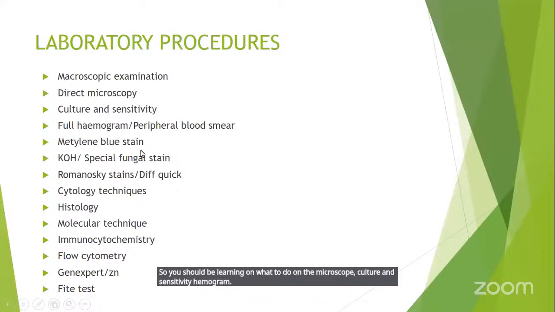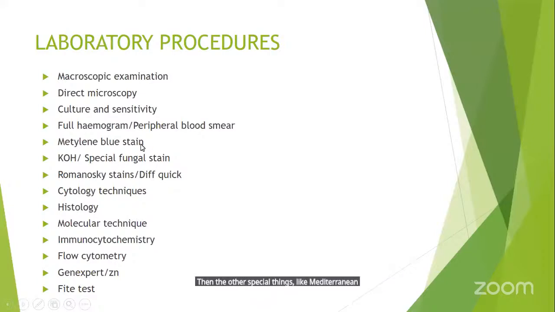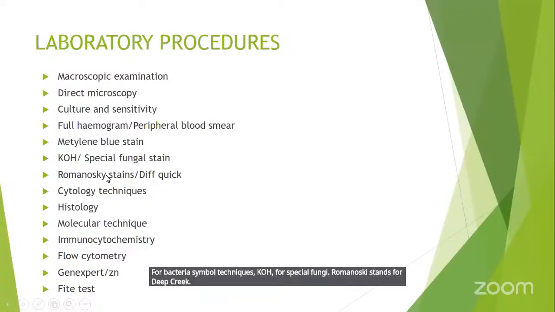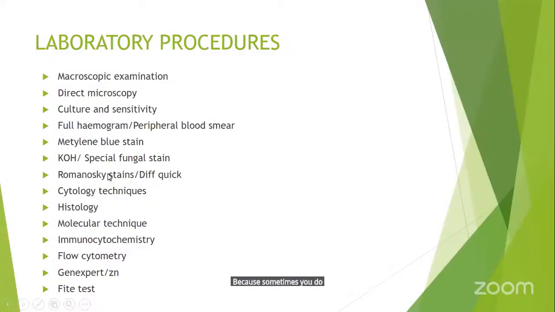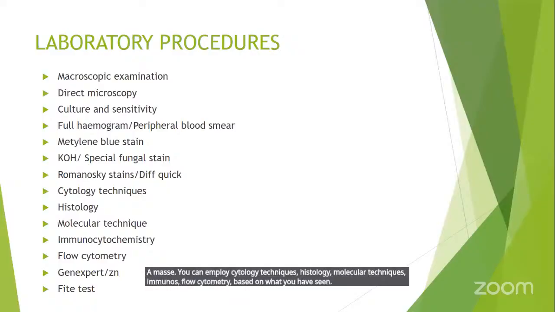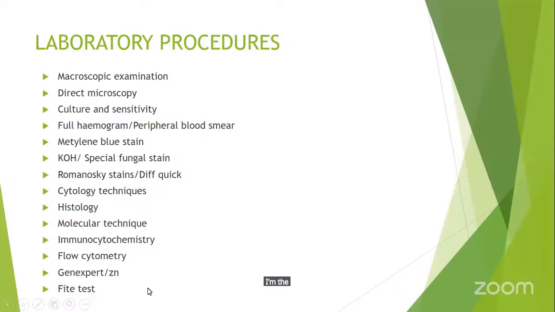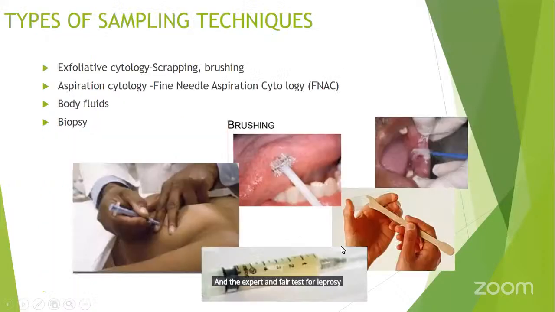Then the other special things like methylene blue stains, very beautiful for bacteria, simple techniques, KOH for special fungi, Romanowsky stains for Diff-Quik, because sometimes you do FNA on a patient and you only find leukemia cells from a mass. You can employ cytology techniques, histology, molecular techniques, immunos, flow cytometry based on what you have seen, and GeneXpert and Fite test for leprosy and other techniques.